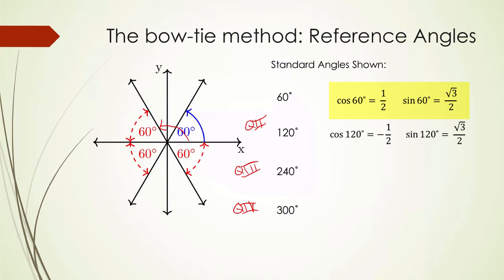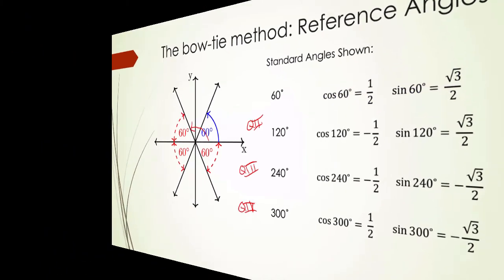So in quadrant 2, we have a negative x and a positive y, so cosine is negative, sine is positive. Quadrant 3, both are negative. Quadrant 4, you've got a positive x and a negative y, so you adjust and make the sign negative.